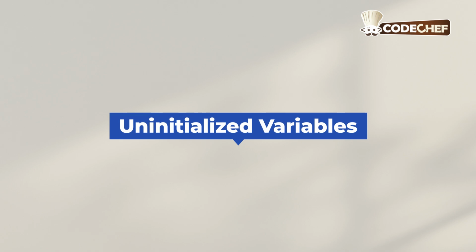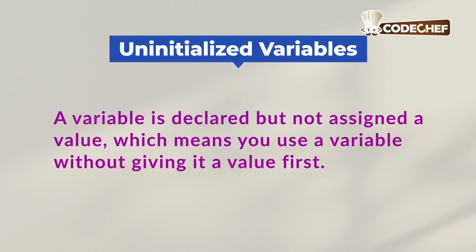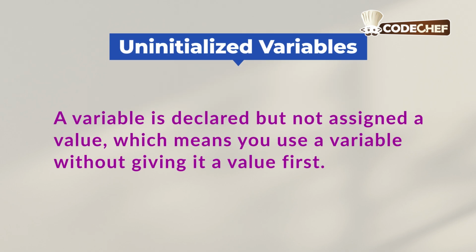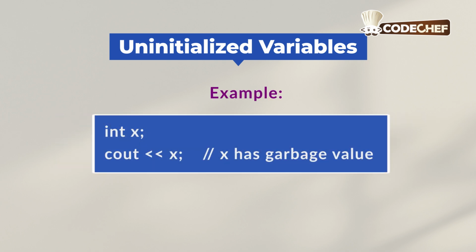Next is uninitialized variables. A variable is declared but not assigned a value. This means you use a variable without assigning a value to it first. For example, int x; cout << x;. Since we have not assigned any value to variable x, when we try to print the value of x in output, we will get a garbage value.